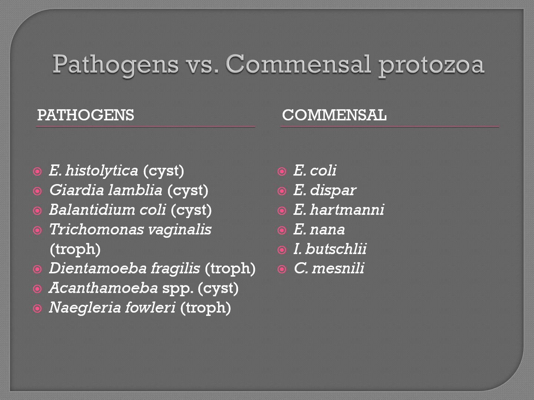So here on this slide, I have divided up the pathogens from the commensal protozoans. The pathogens are E. histolytica, Giardia lamblia, Balantidium coli, Trichomonas vaginalis, Dientamoeba fragilis, Entamoeba, and Naegleria fowleri. You can see next to the organism I put the infective stage. Okay, the commensal protozoans are E. coli, E. dispar, E. hartmanni, Endolimax nana, Entamoeba buchlei, and Chilomastix mesnili.